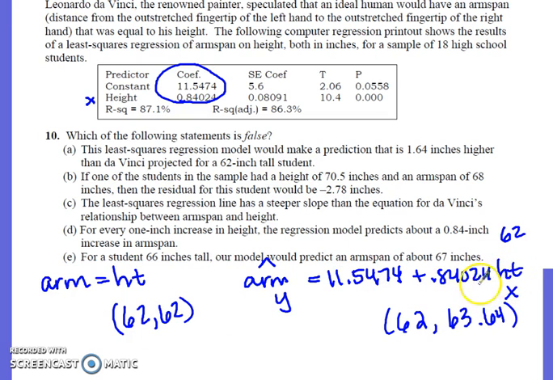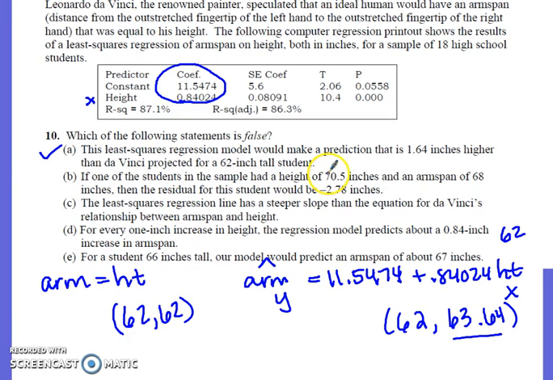I plugged in 62 into the formula, and this prediction equation says we would predict the arm span to be 63.64 inches if they had a height of 62 inches. But if we plug in 62 for height in Da Vinci's equation, the arm span is exactly 62. So the first one says that the linear regression model would make a prediction that's 1.64 inches higher than his, and that's about right. 63.64 minus 62 is about 1.64, so we agree with that one.